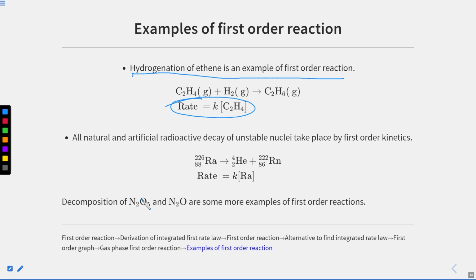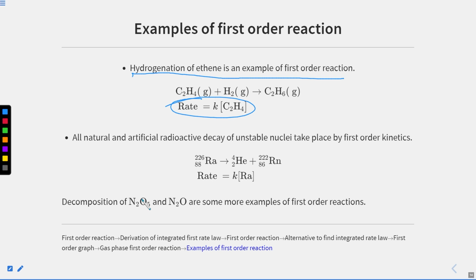Now the most important point I want to make here is that all natural and artificial radioactive decay of unstable nuclei takes place by first order kinetics. So if you are given a question like carbon dating or finding the age of a radioactive thing, or studying the kinetics of a radioactive reaction, remember that all radioactive reactions, whether natural or artificial, will always follow first order. So this is the thing.